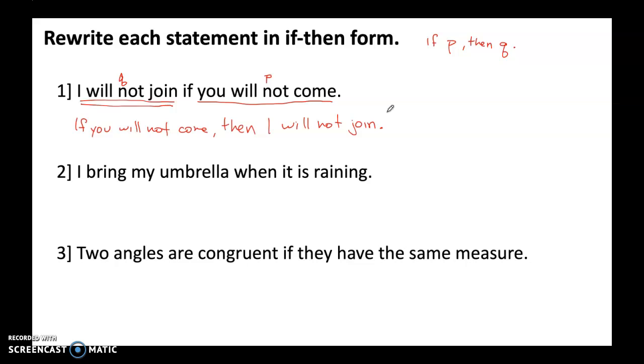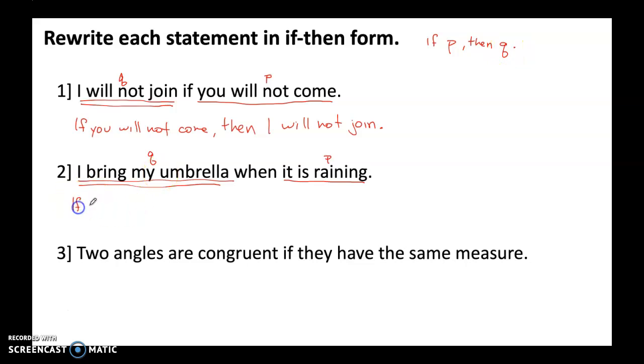Number 2, I bring my umbrella when it is raining. Again, when is a counterpart of the word if. So our hypothesis, it is raining, that is our statement P. I bring my umbrella is our conclusion. So that is our statement Q. So to write in if-then form, if P, comma, then Q, period.